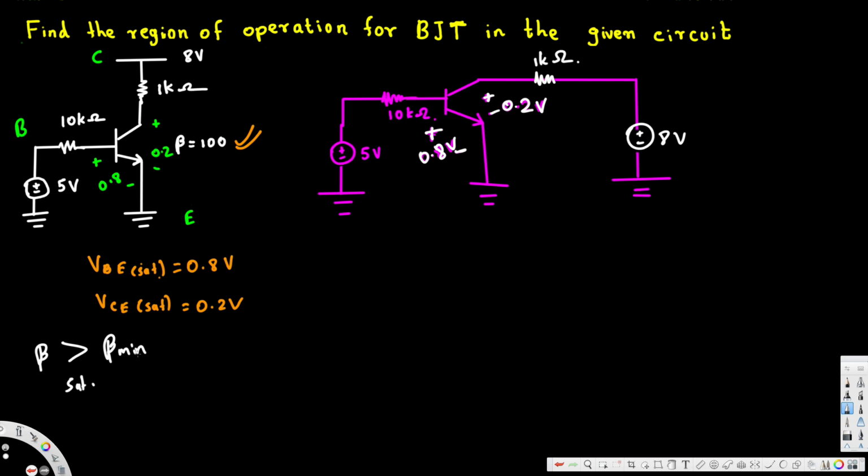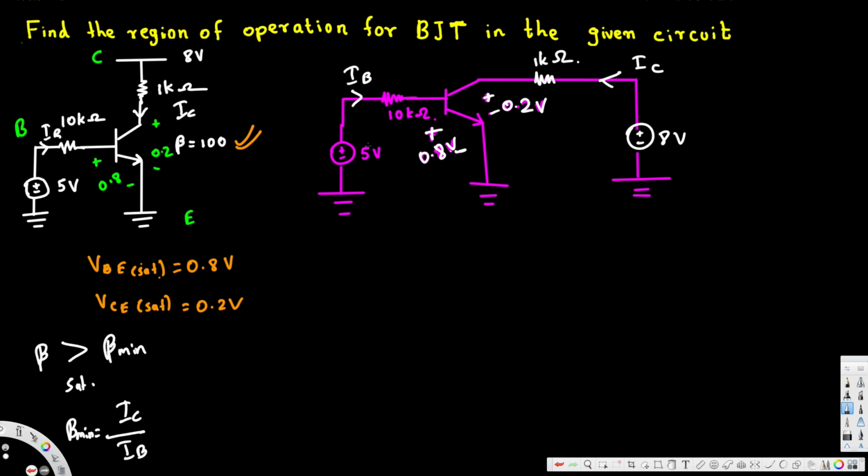Beta is 100. To find out beta minimum, we have to know two things. We have to find out IC, that is collector current. This is our collector, so we have to find out the current through this one, and that divided by IB. This is the beta minimum equation. To calculate beta minimum, we have to use this equation. IB is base current, this one. So here this is our IB, and whatever the current going through this is IC.